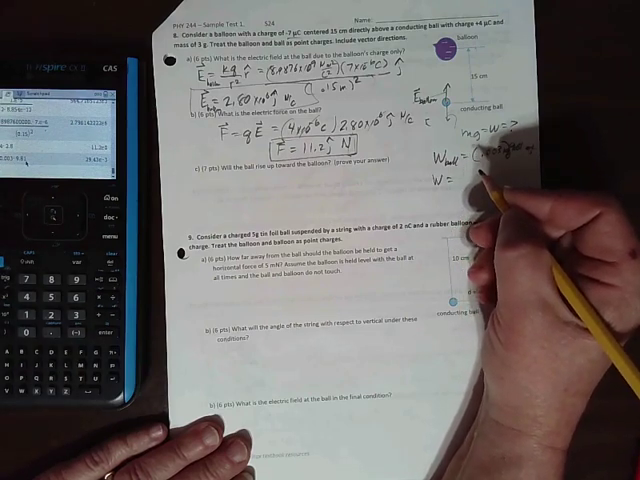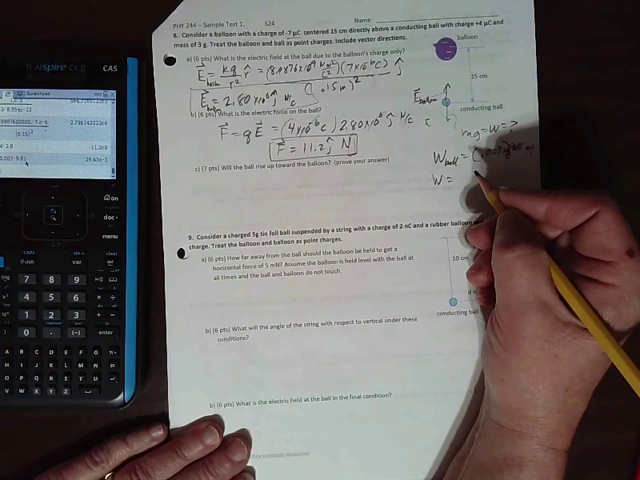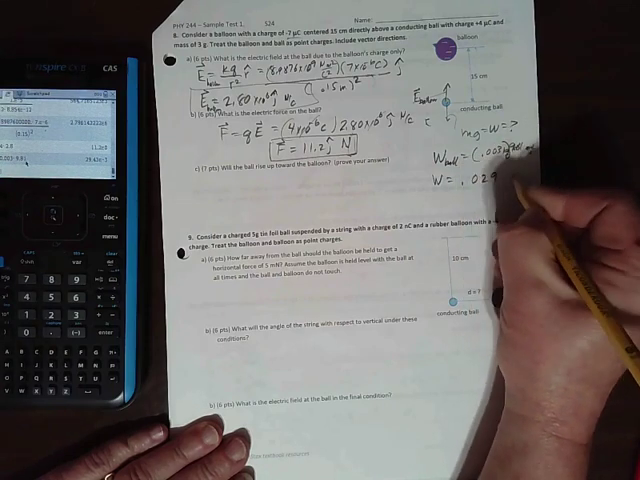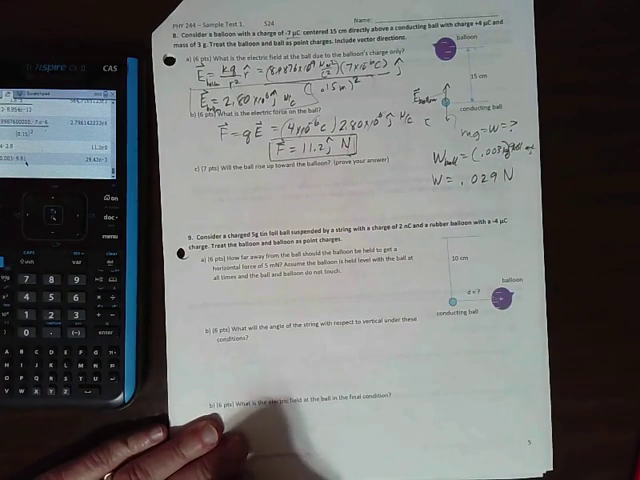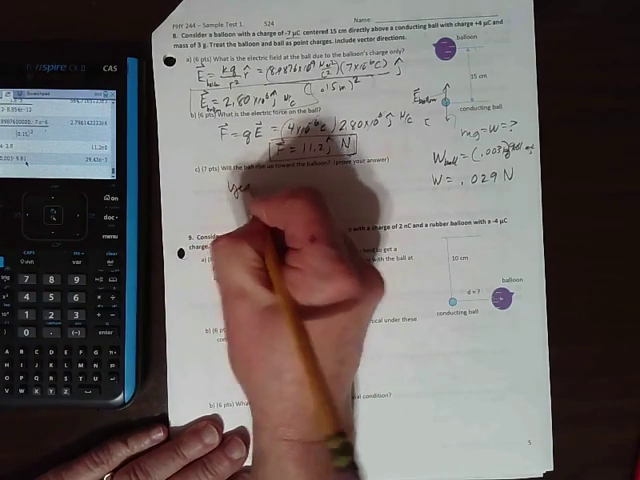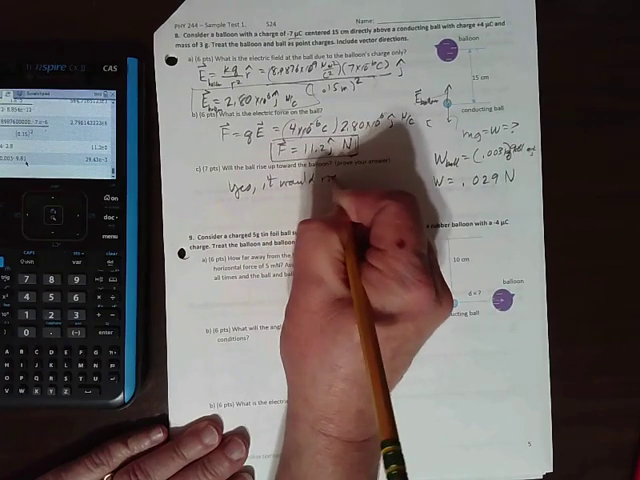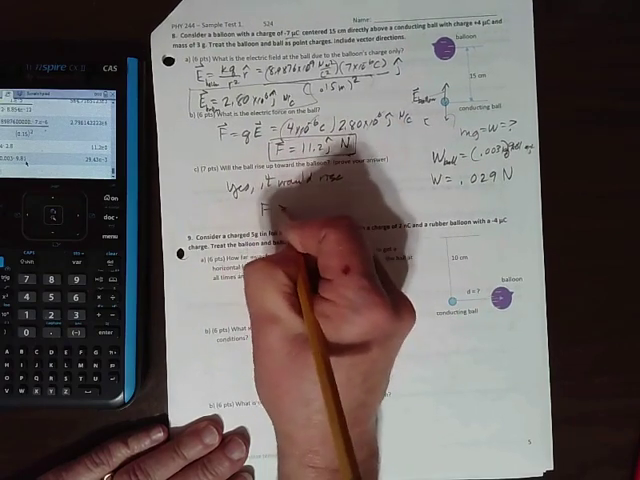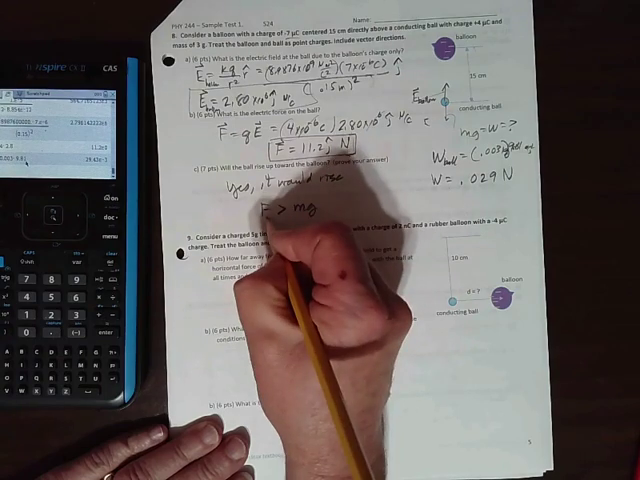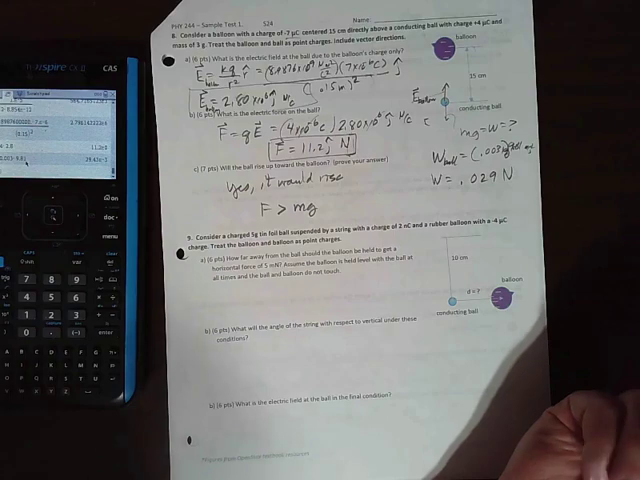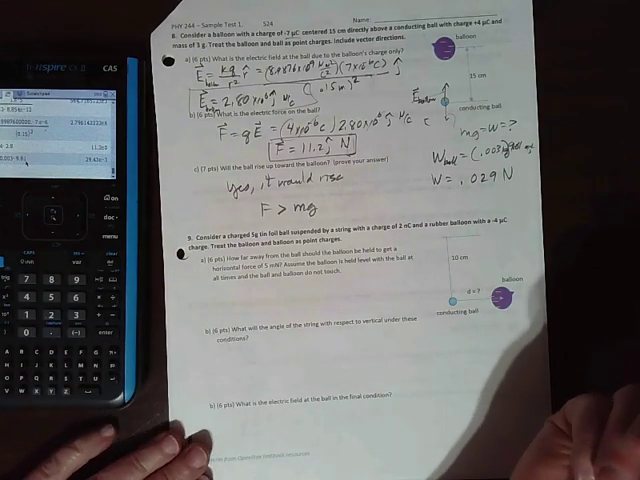Wow, okay, that's tiny. 0.029 newtons. All right, so yes, it will rise, because the magnitude of F is greater than mg by quite a lot.